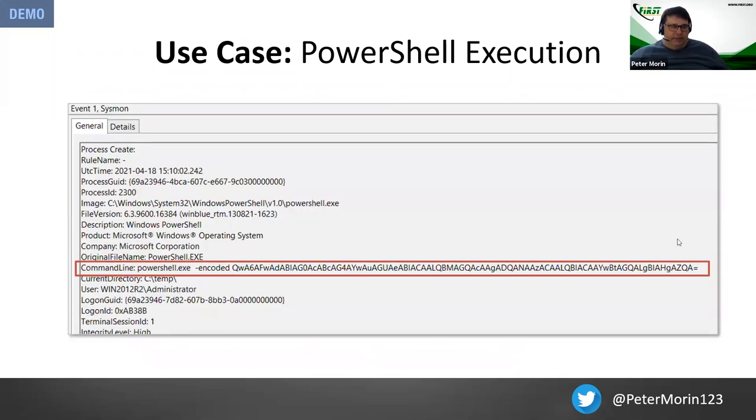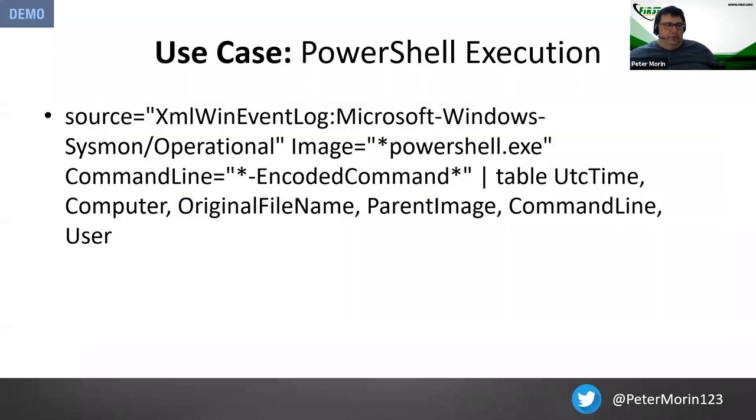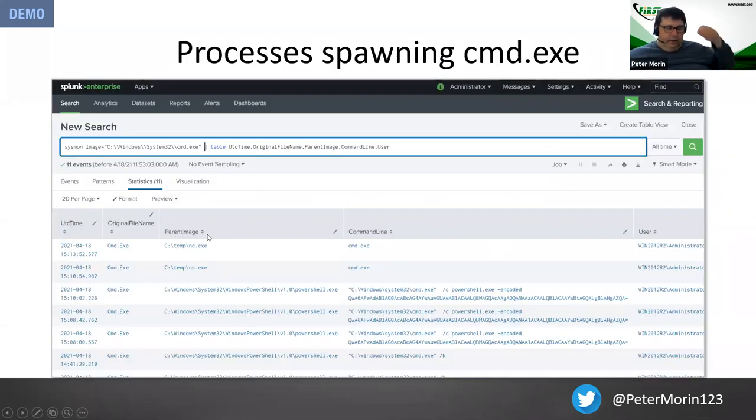I have a PowerShell execution, so I have an event one and PowerShell. Where is it here? Yeah, image of PowerShell and command line parameters of minus encoded and a whole bunch of encoded stuff. If you're not looking for this, it's just PowerShell and it's encoded, right? So I'm going to do a Splunk query for anything that is image equals PowerShell, and then look for anything in the command line that has minus encoded command. So I want to look for any PowerShell command where encoding is happening. And we can see it here.